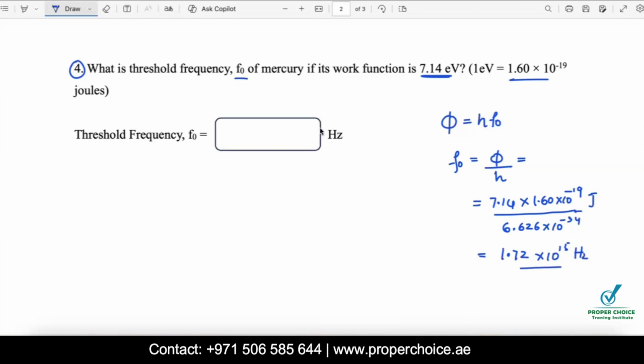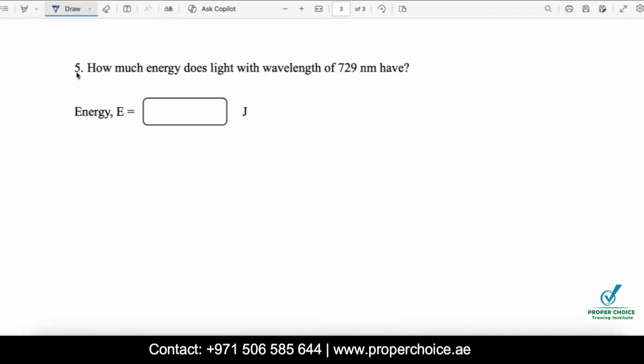As this time they gave us the unit in hertz, we can say 1.72 into 10 to the power 15 hertz is the minimum frequency the photon or the light should have. If the light falling on the metal has a frequency lesser than this, the electron will not eject. So that's what the work function means. Now let's go with the last question here.